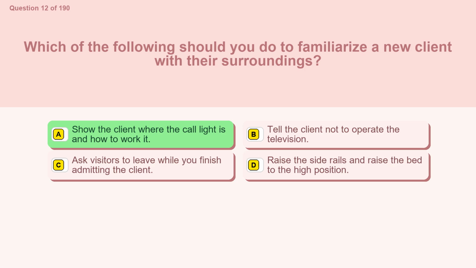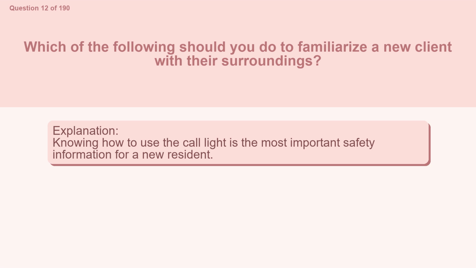The correct answer is option A. Show the client where the call light is and how to work it. Knowing how to use the call light is the most important safety information for a new resident.